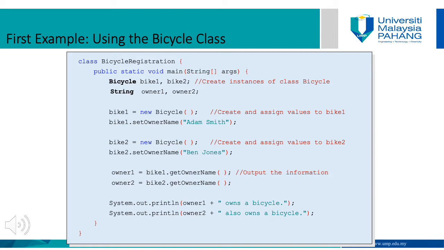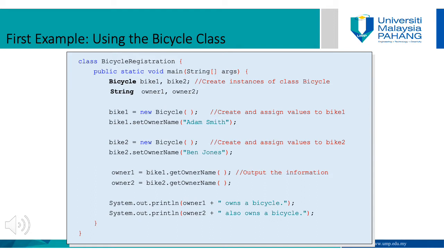Then we create and assign values to bike1. In this code, we are trying to assign bike1 to its owner, a person's name. So bike1 equals new Bicycle, and then we set the owner to be Adam Smith. For the second one, we do the same thing with bike2, and we set bike2 to owner name Ben Jones.